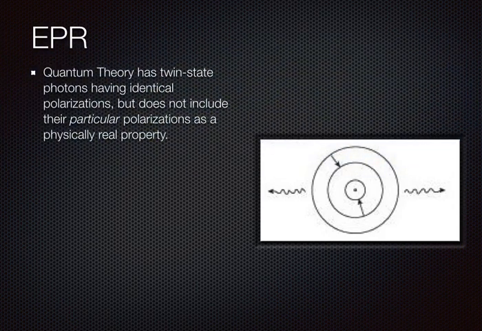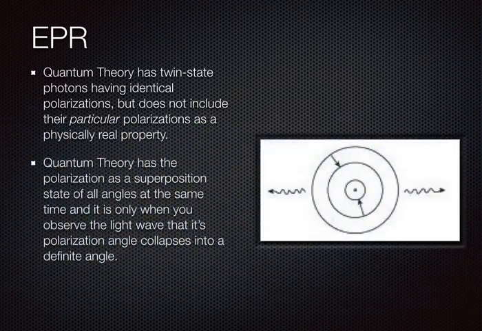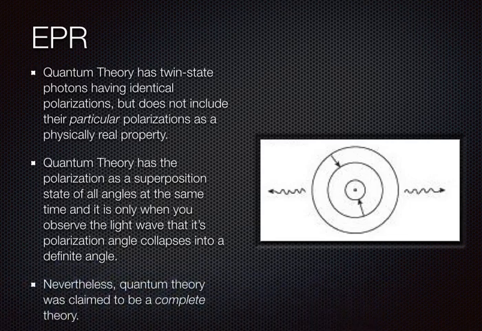So quantum theory has twin-state photons having identical polarizations, but does not include their particular polarizations as a physically real property. Quantum theory has the polarization as a superposition state of all angles at the same time, and it is only when you observe the light wave that its polarization angle collapses into a definite angle. Again, this is everything I've been saying. Nevertheless, quantum theory claims to be a complete theory. Now you can understand why Bohr was freaking out and why he really had to think about it.